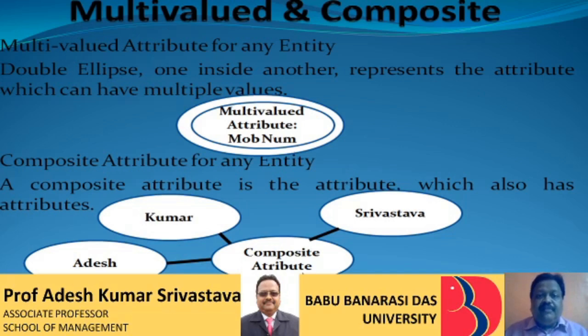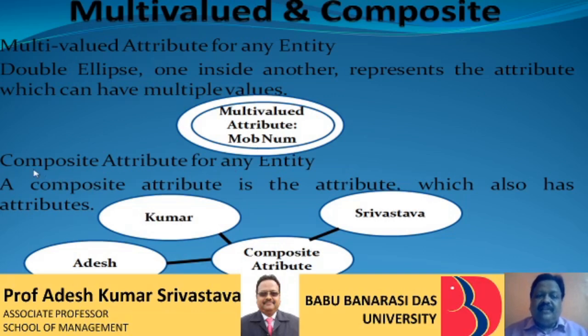So if multiple values are there in any attribute, this will be represented by a double ellipse. For example, a mobile number may be a multi-valued attribute, because nowadays a person may have more than one mobile number. It is very natural. So if there is an entity in which you have to write mobile number as an attribute, there may be more than one mobile number in any case. So that will be a multi-valued attribute, one that has more than one value.